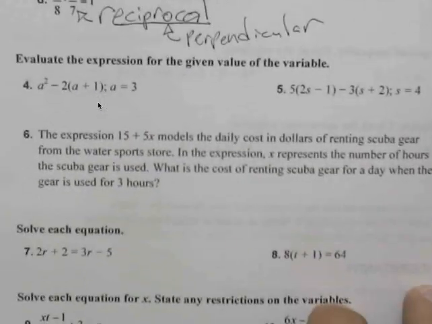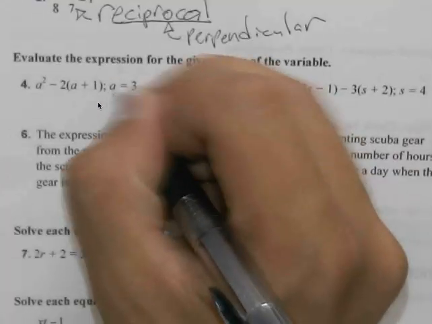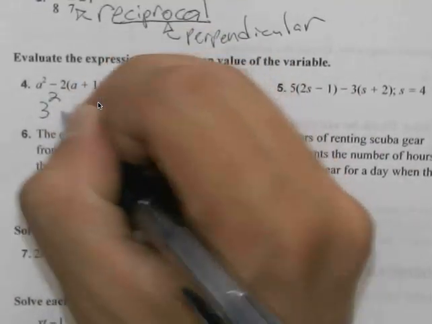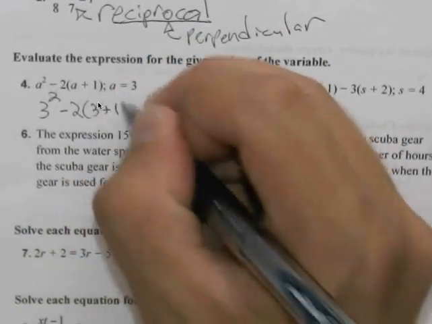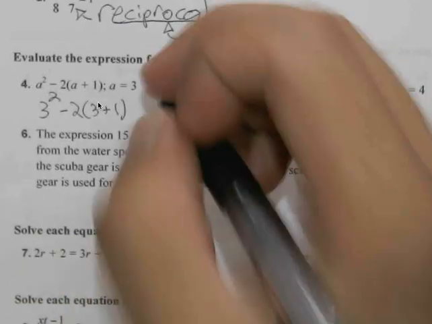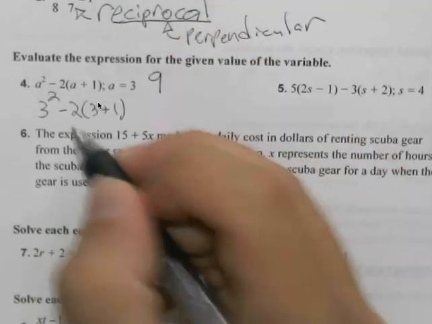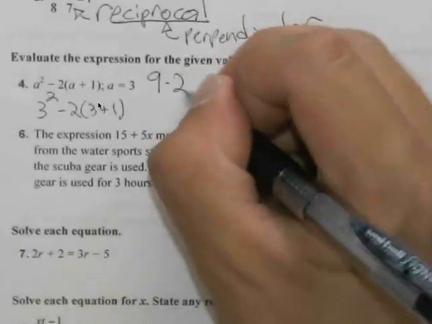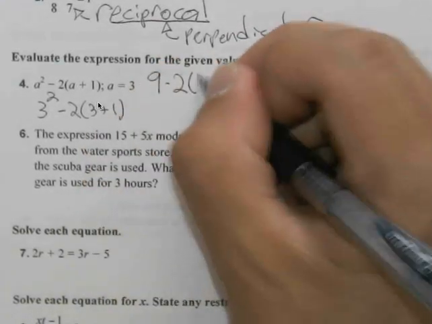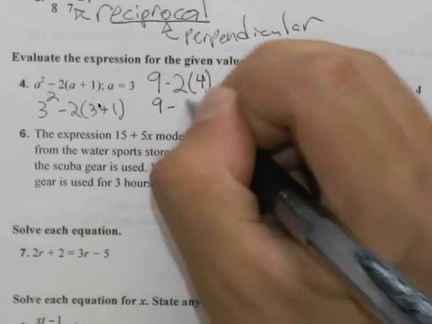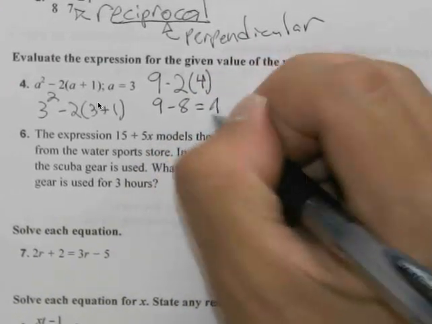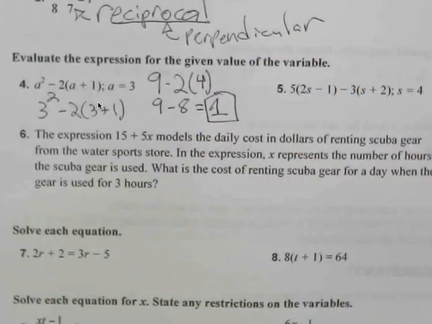Here we're plugging in values. I won't spend too much time here. So we're plugging in where a is 3. So we're taking 3 squared, deducting 2 with 3 plus 1 in parentheses. 3 squared is going to be 9. Then we're subtracting 2 with the sum of 3 and 1, so 4. Eventually, 9 minus 8, this equals 1. Final answer.